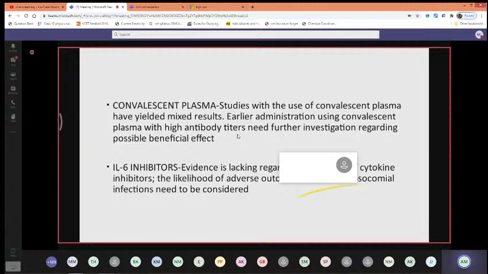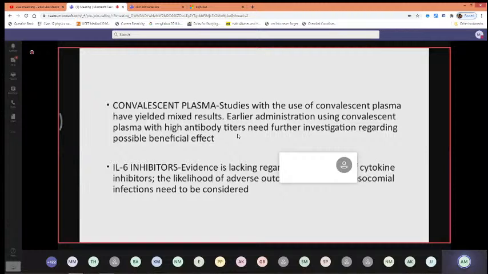Convalescent plasma. We do use a lot of plasma in patients. They say if donors have good titers of antibodies, definitely it's going to help in the initial stages. But once again, the evidence of a solid change of the treatment scenario is lacking. So we just give it because there is mixed evidence and we have to do something.